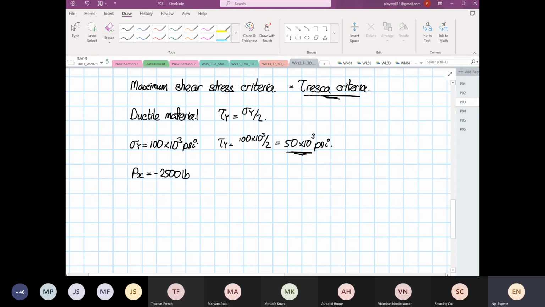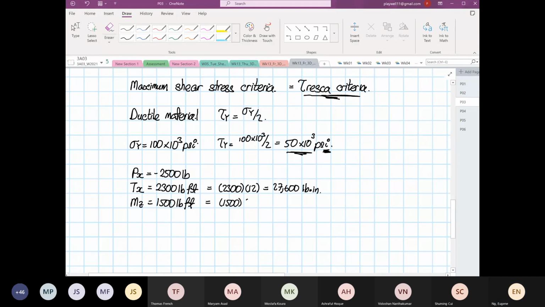Then we know the torque in X. By the way, the question is in Avenue to Learn, you can download and see. This is 2,300 pound-feet. I'm going to immediately change to pound-inch, because the dimensions are in inches. So 2,300 feet to inches is just multiplied by 12, which gives us 27,600 pound-inch. And then the moment in Z is given to us to be 1,500 pound-feet. So this is 1,500 multiplied by 12, equal to 18,000 pound-inch.